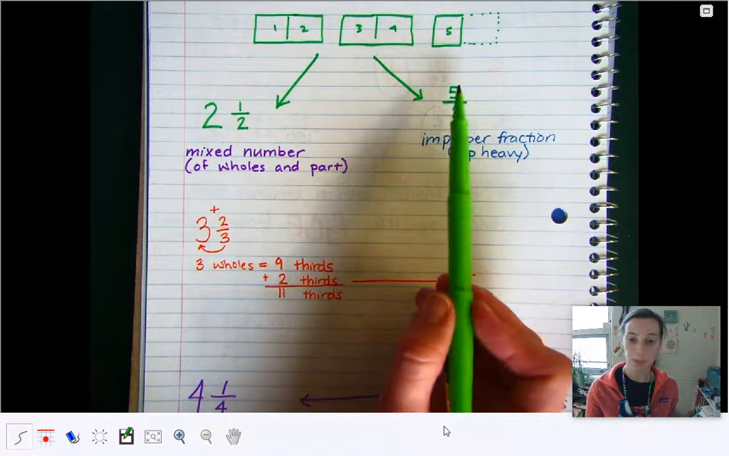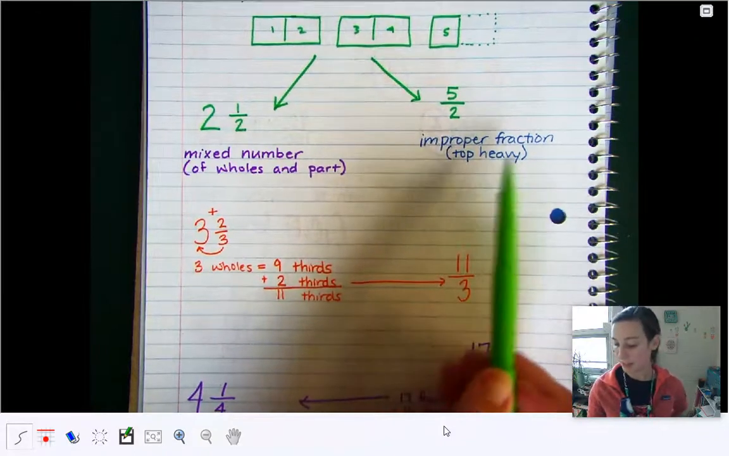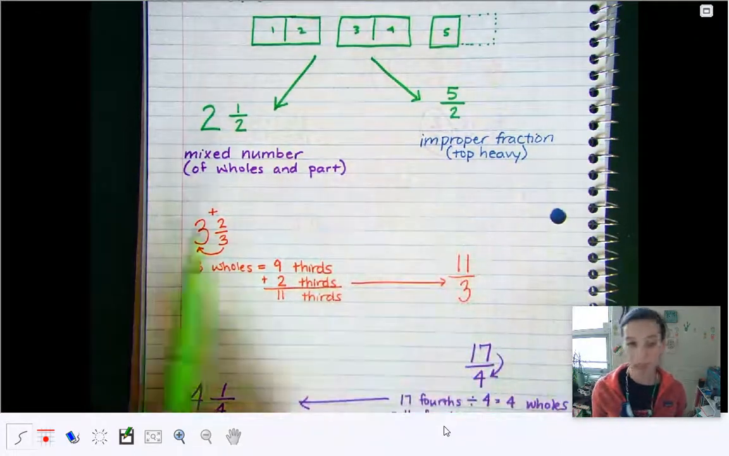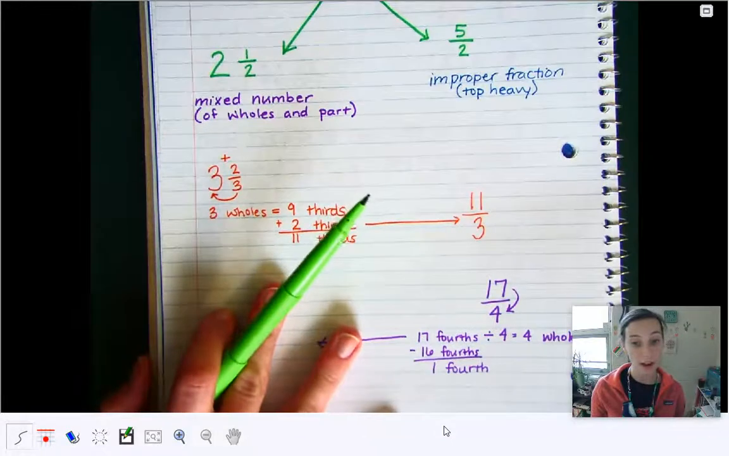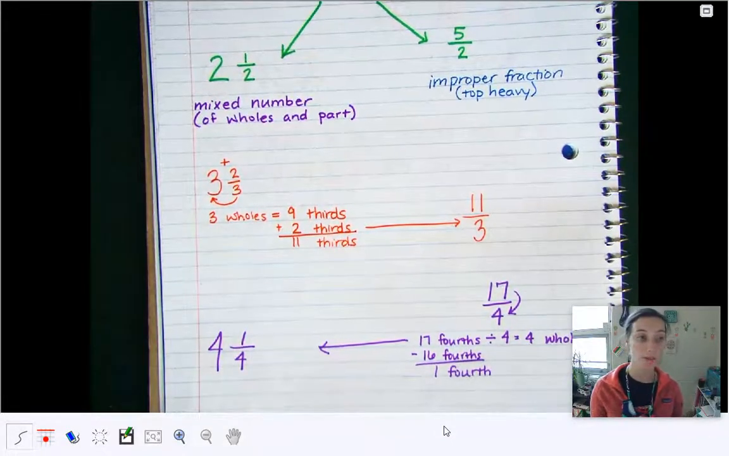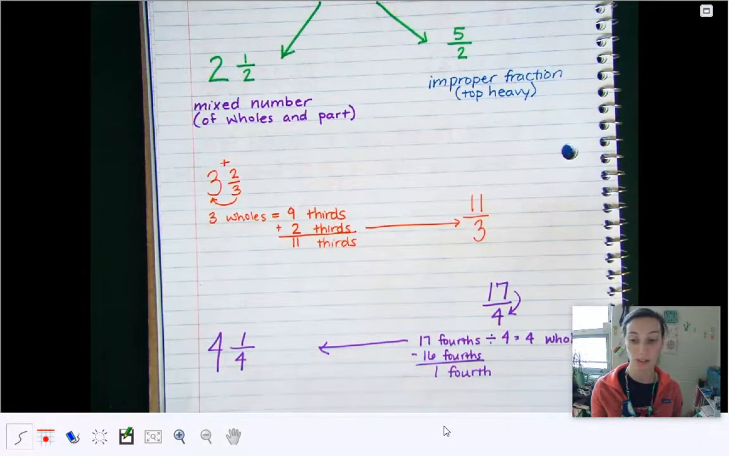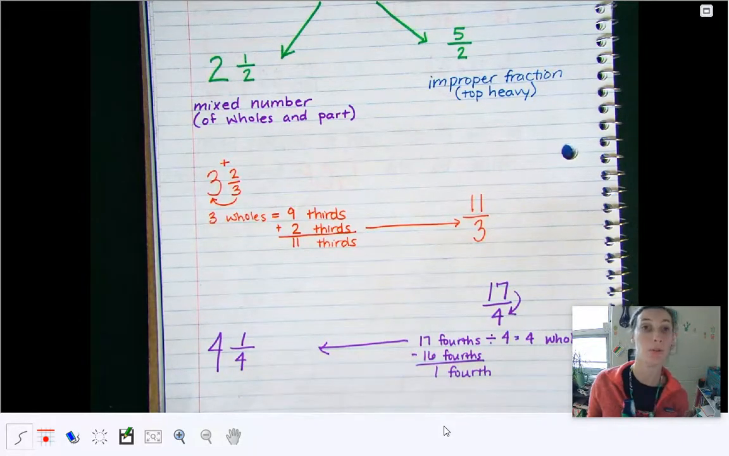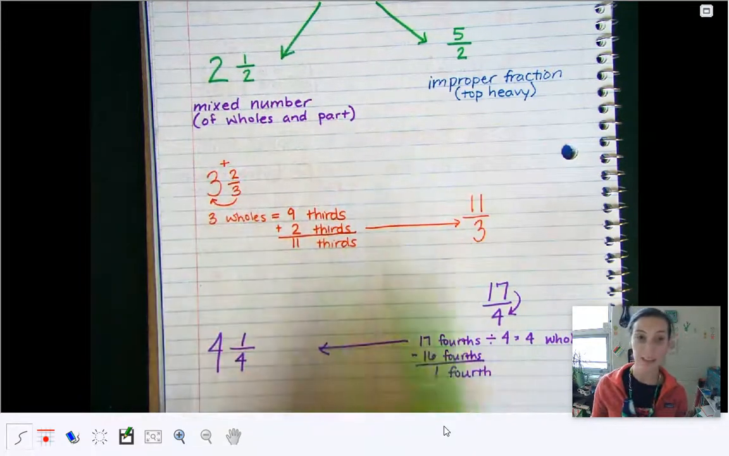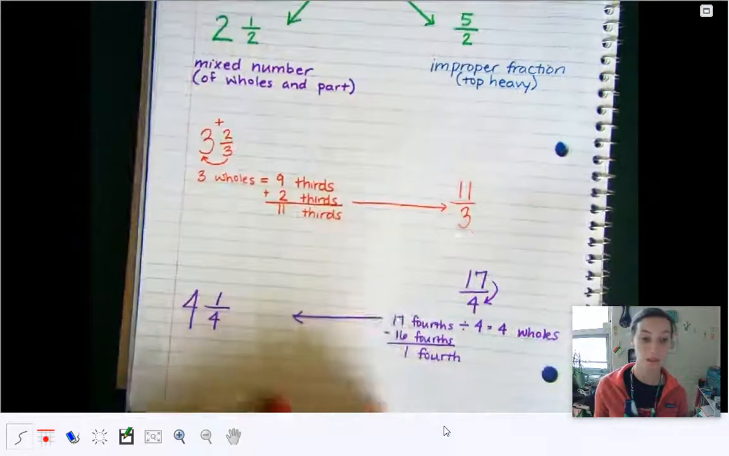So if the top is bigger than the bottom, we say it's top heavy. That's an improper fraction. And one thing that you know now from being through it is you have to be able to convert between these two things easily and a lot. You need to do it when you are subtracting and potentially adding mixed numbers or fractions. You need to do it when you are multiplying mixed numbers. You need to do it when you're dividing mixed numbers. So if this is something that you're iffy on, then this should be a focus.